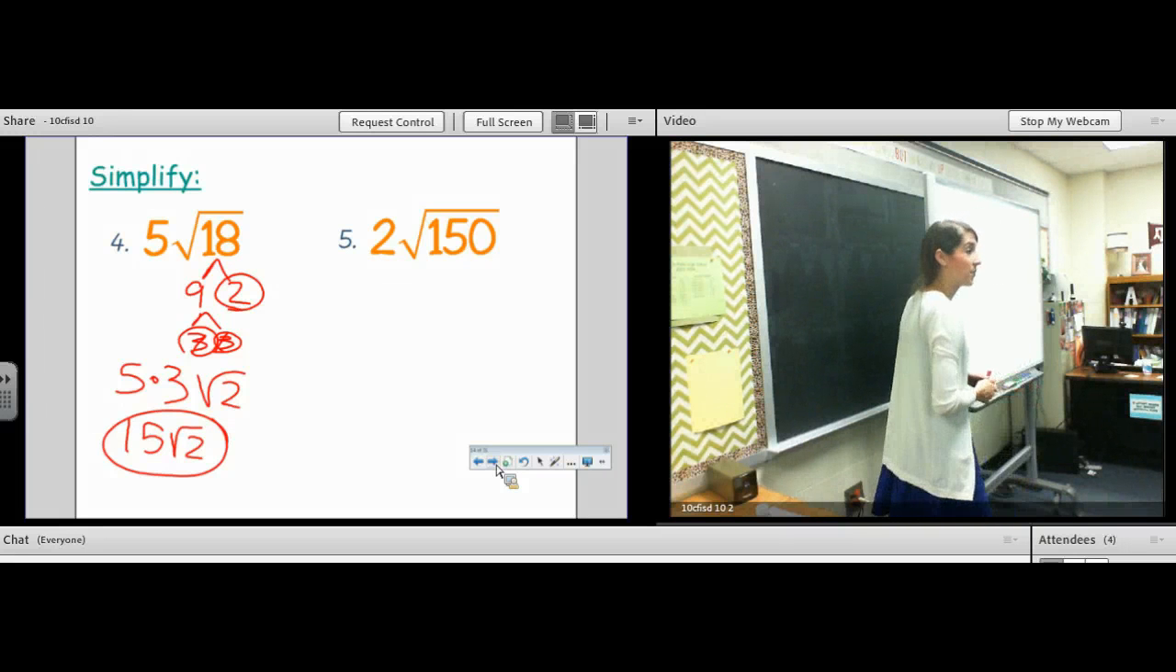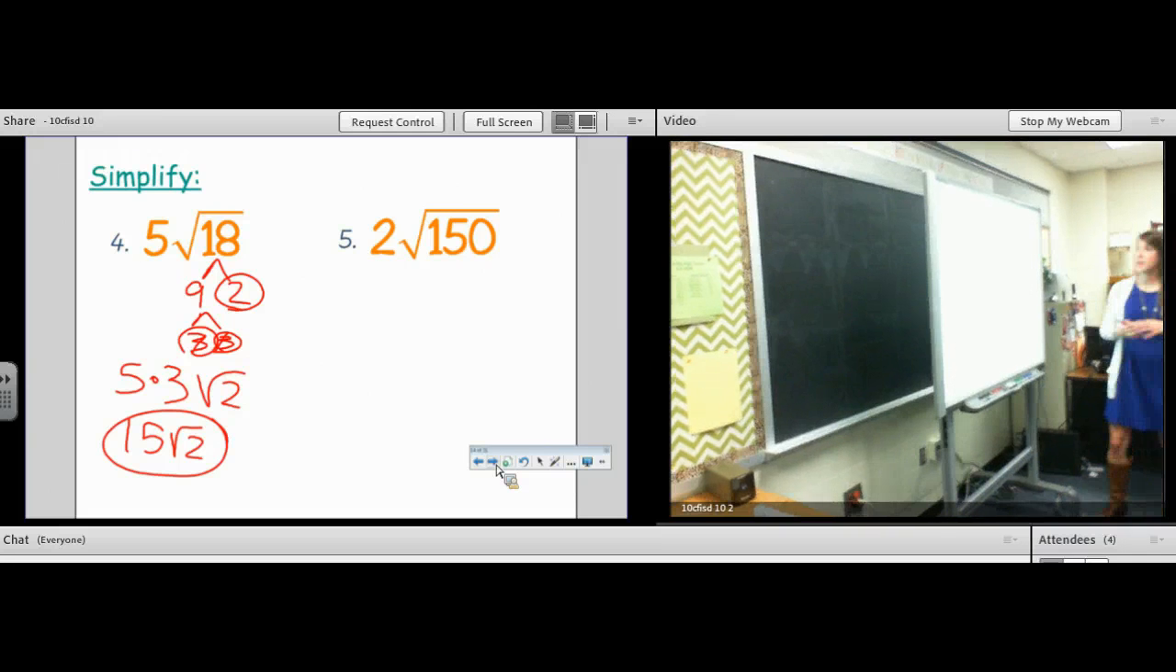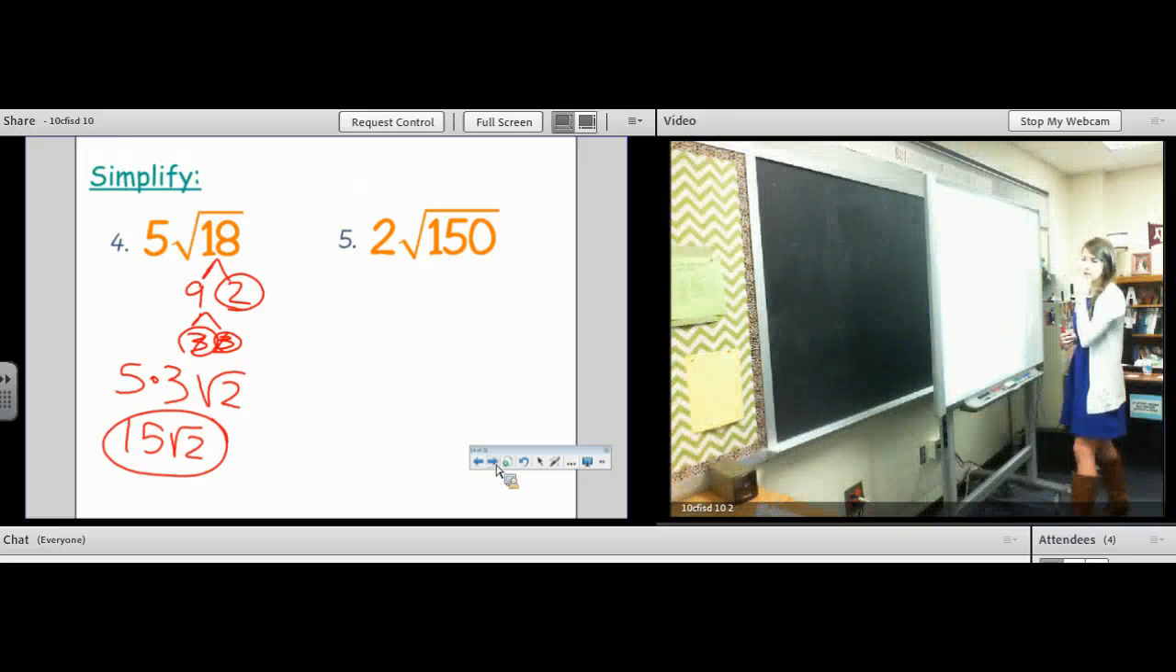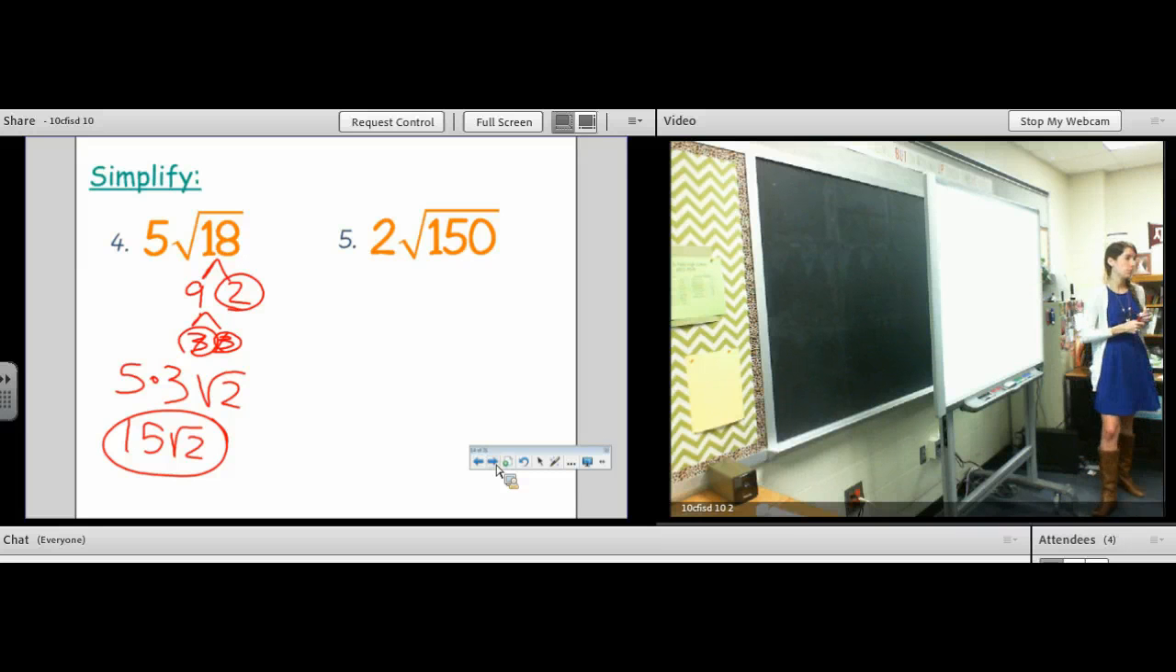Yes, so the numbers you circle go with the 18. The numbers you circle for the answer are 5 and 3. Oh, and you multiply. So 5 times 3 root 2 is an answer, but it's not a finished answer. You need to actually multiply them. 5 times 3 is 15. The actual answer is 15 root 2. Okay? All right, number 5.